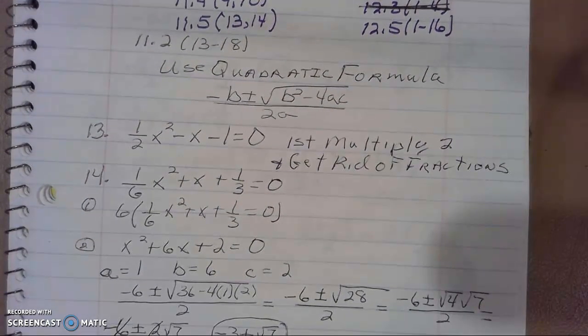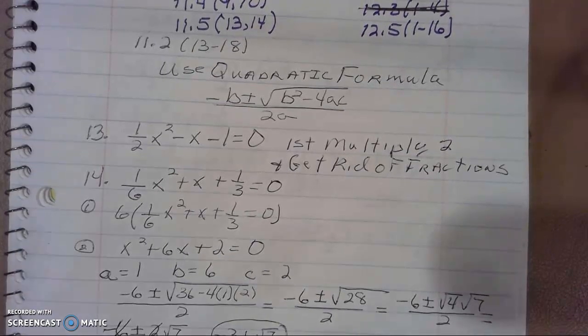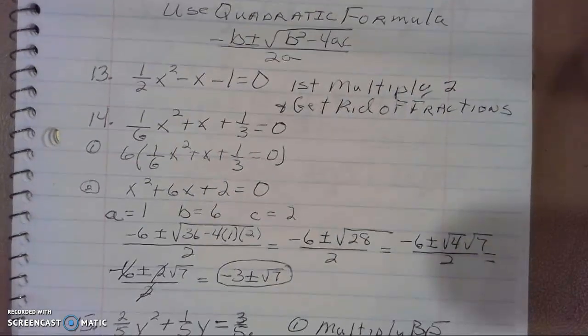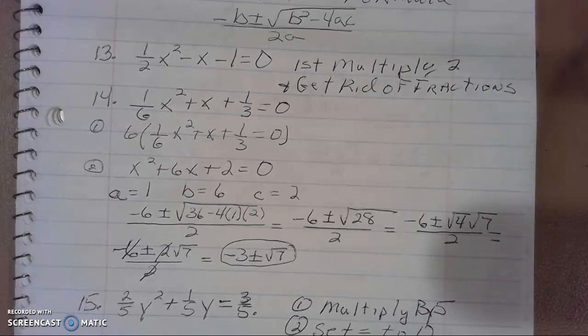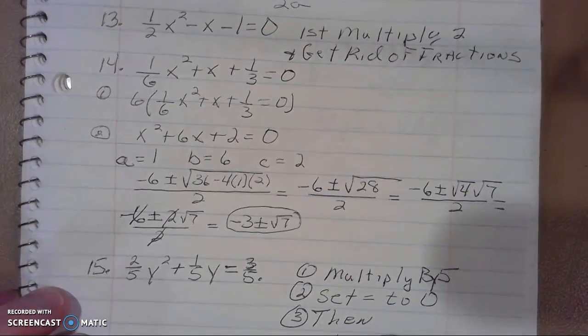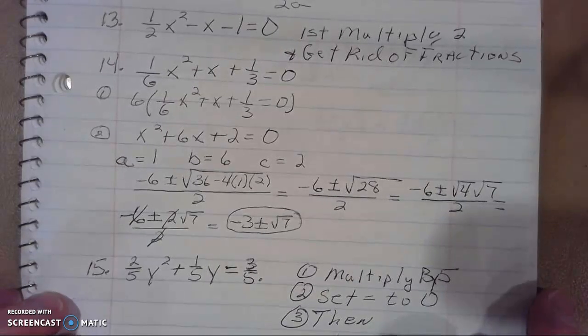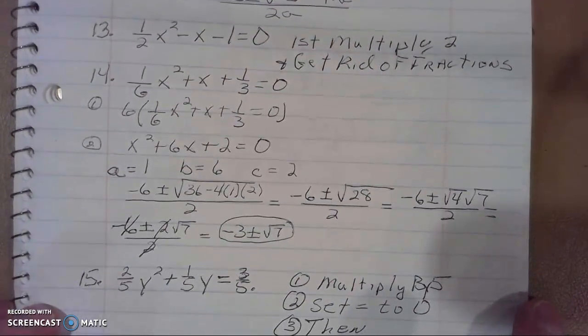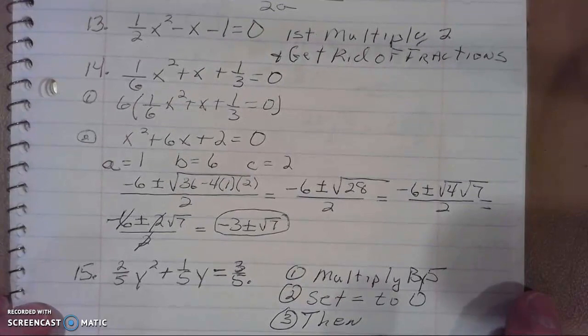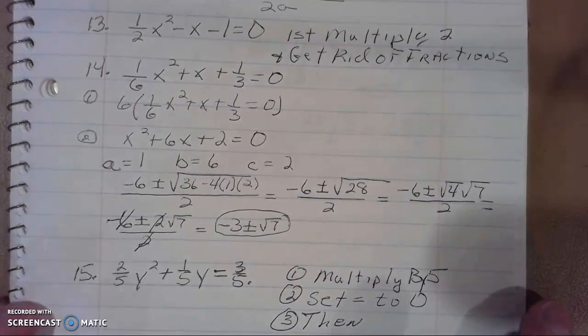Number 13 is written there. I wrote a little bit of telling you, multiply by 2, get rid of all fractions at first. Number 14, see we got 1/6 x squared plus x plus 1/3 equals 0. Multiply by 6 and make sure you follow how I got the numbers I did. Then from that new equation, a is 1, b is 6, and c is 2. And I put those numbers in this formula up here, the quadratic formula. I put them in, and then I worked it out. I broke down the radical, and notice how I canceled.